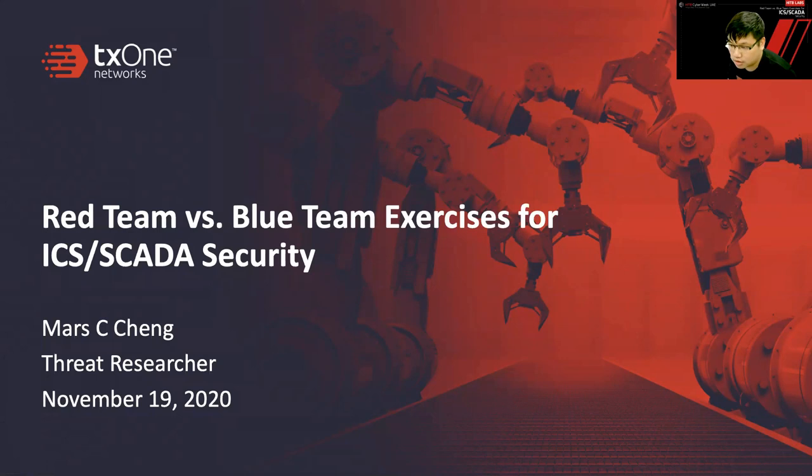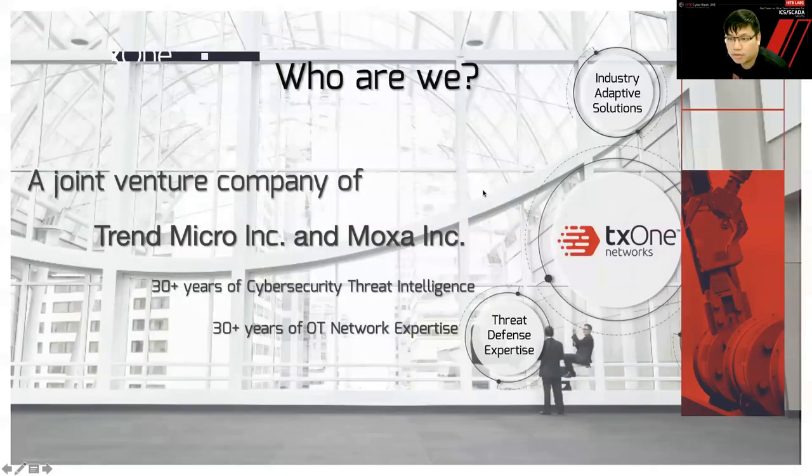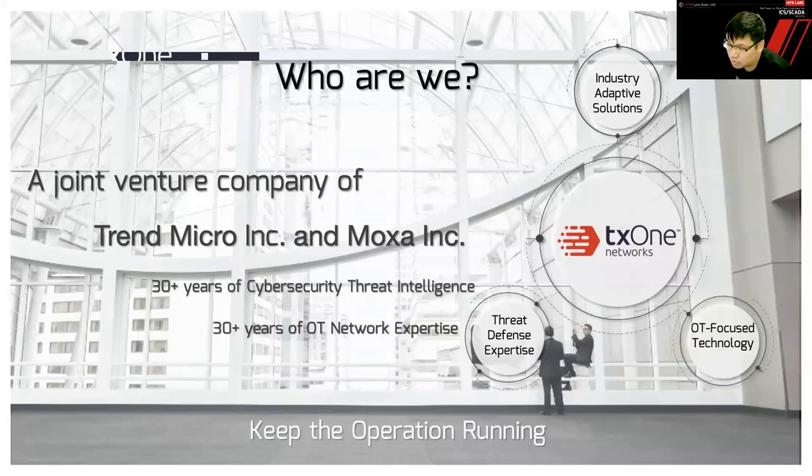Today we get started with today's session, and let me introduce TX1. TX1 is a joint venture company by Trend Micro and Moxa. Trend Micro has over 30 years of security knowledge in high speed DPI and also in security research, while Moxa has over 30 years of OT knowledge in ICS infrastructure and protocols. They combine the cybersecurity and OT knowledge, and that is TX1.